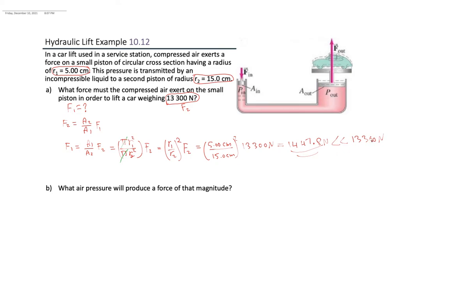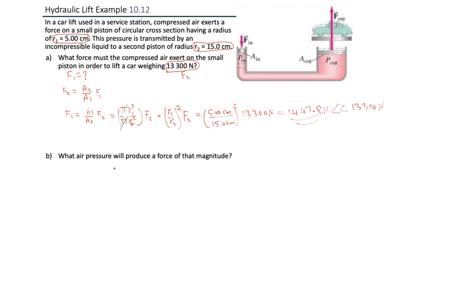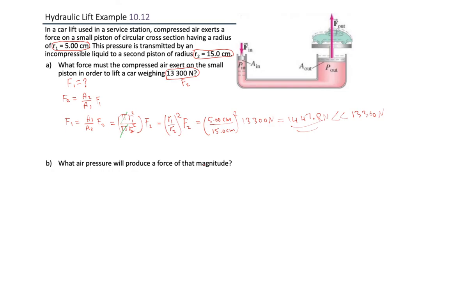Okay, so in part B of this problem, we're asked what air pressure will produce a force of this magnitude. Basically it means when you apply this force which we just calculated, what pressure will we be exerting on the fluid. So pressure in this case equals F1 over A1, and Pascal's principle states that this is also equal to F2 over A2. We know F1 and A1, we also know F2 and A2, so we can use any. Let's go with F2 and A2.